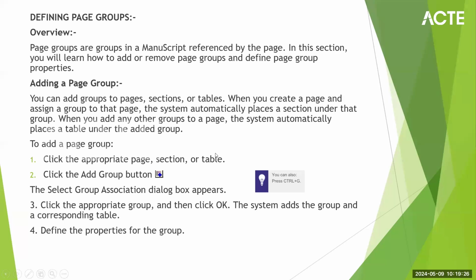How do you add a page group? Click on the appropriate page, section or table, click on the add group button, and select the appropriate dialog box. You can add a group which already exists, or you can create a new group. Another way, as a shortcut, is Control G.